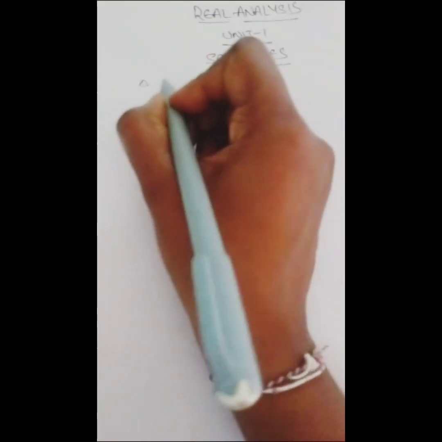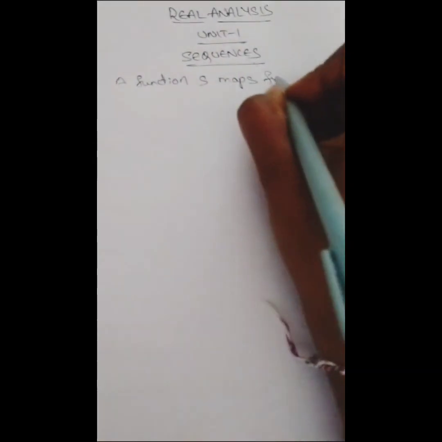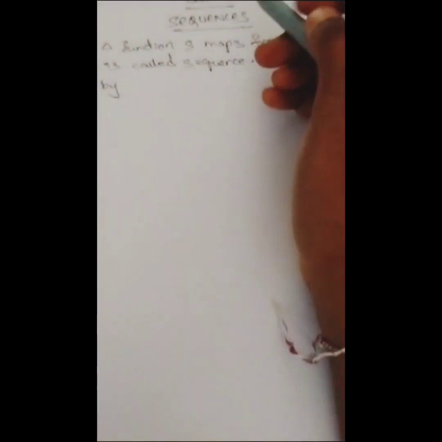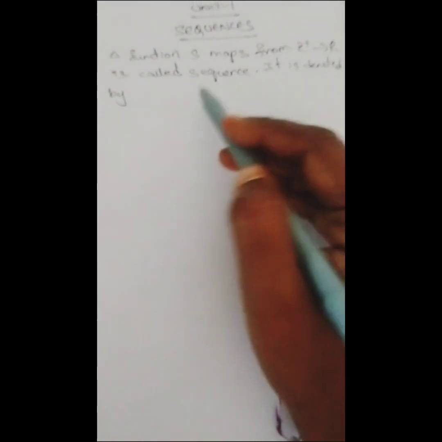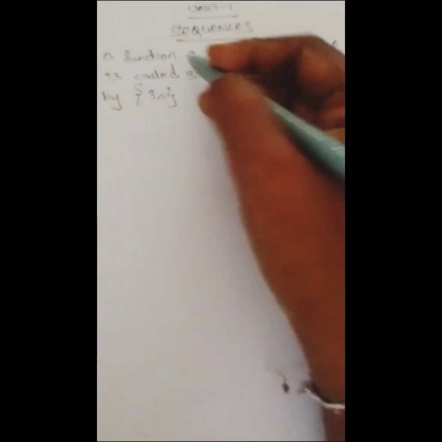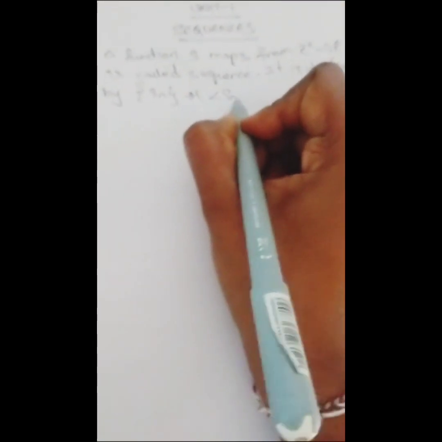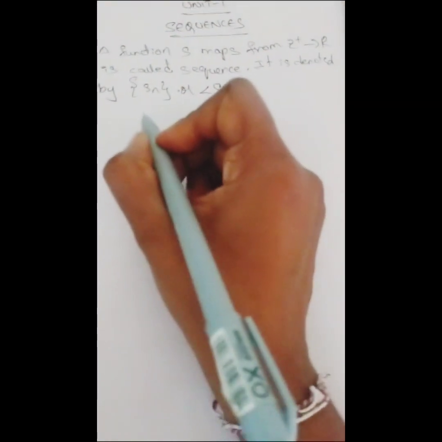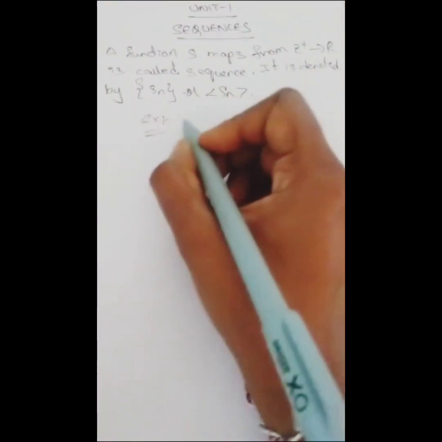The general definition is a function. Suppose a function S maps from Z plus to R; it is called a sequence. It is denoted by the sequence Sn. We can denote this sequence in flower brackets or angular brackets. I'll take an example to explain clearly.